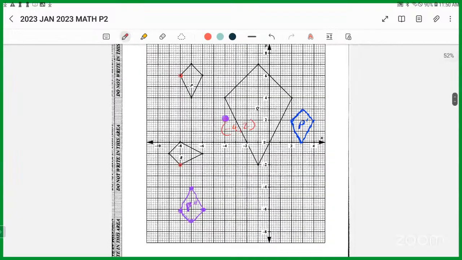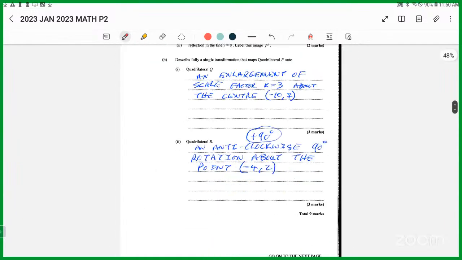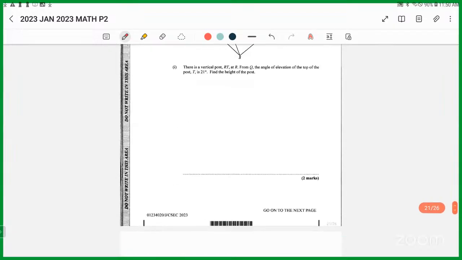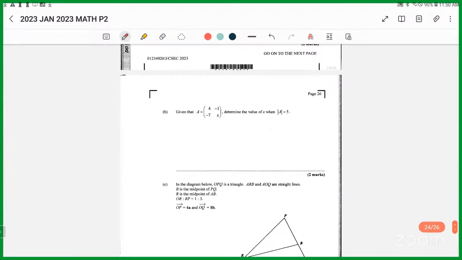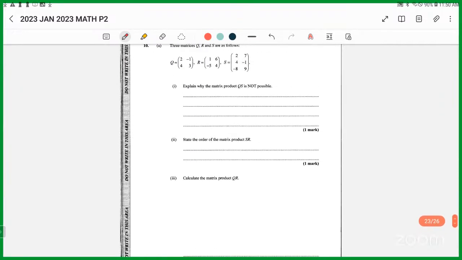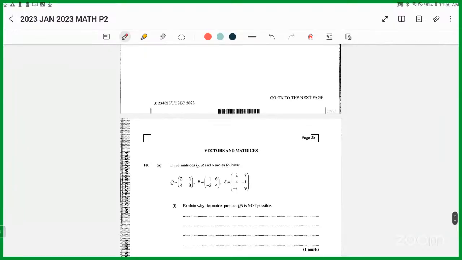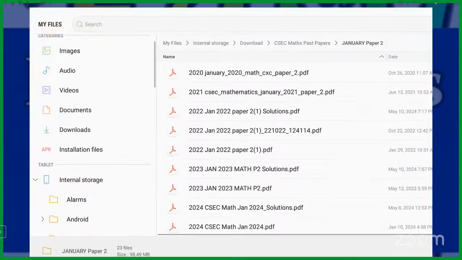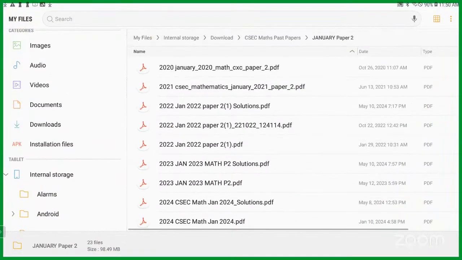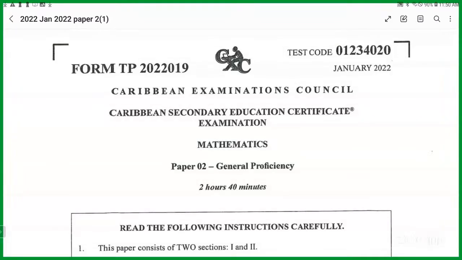Alright, for that question. What is the other question on this paper to do? Let me see. Last question. Let me see if there's any transformation on it as well. Nah, no transformation on this one. That's just straight matrices. Alright, that's 2023. Let's go on and do 2022. 2022 January. Right here. January. All right, let's see.